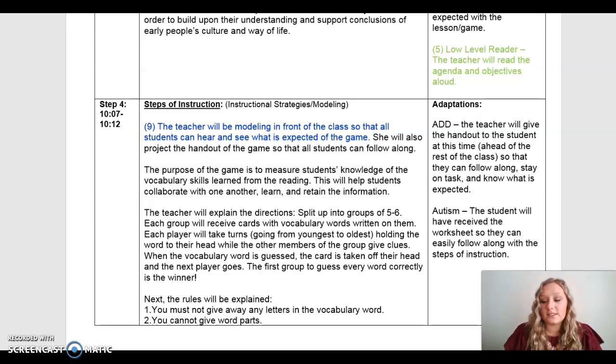And then moving down, you can see another models the strategy and engages students in learning, number 9. I did put numbers to help you out. The teacher is modeling in front of the class so that students can hear and see what's expected of the game. So here I am modeling the strategy and I think aloud.